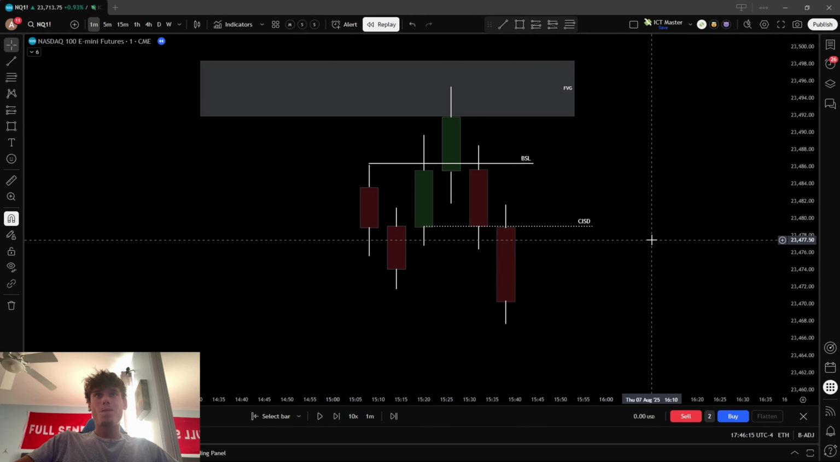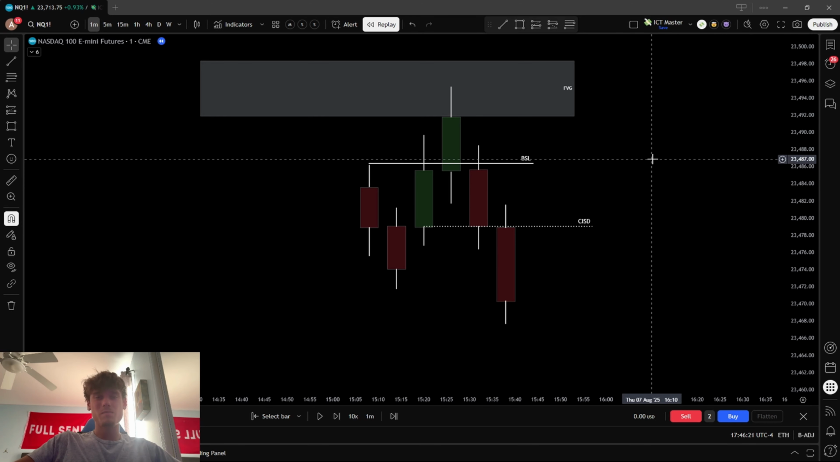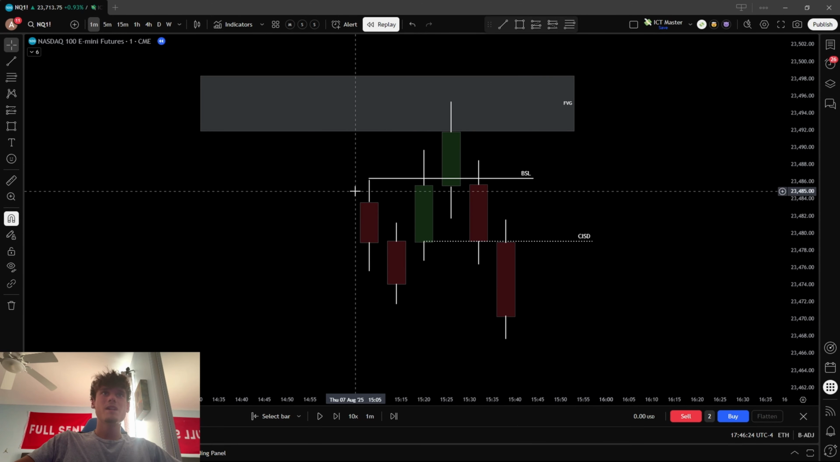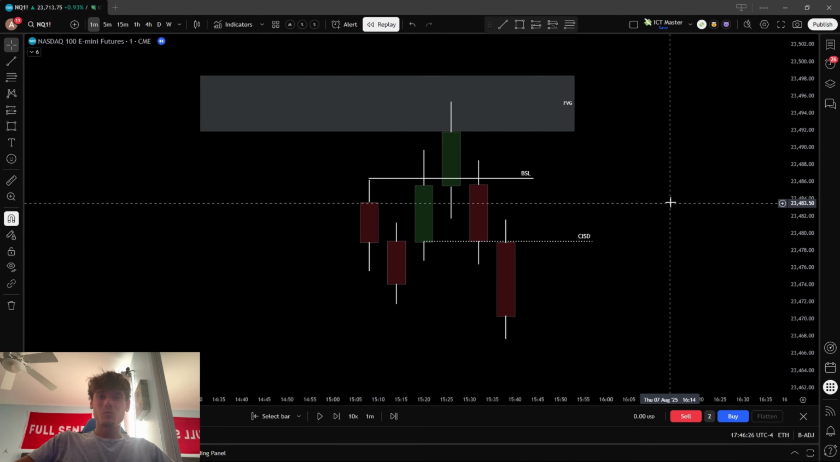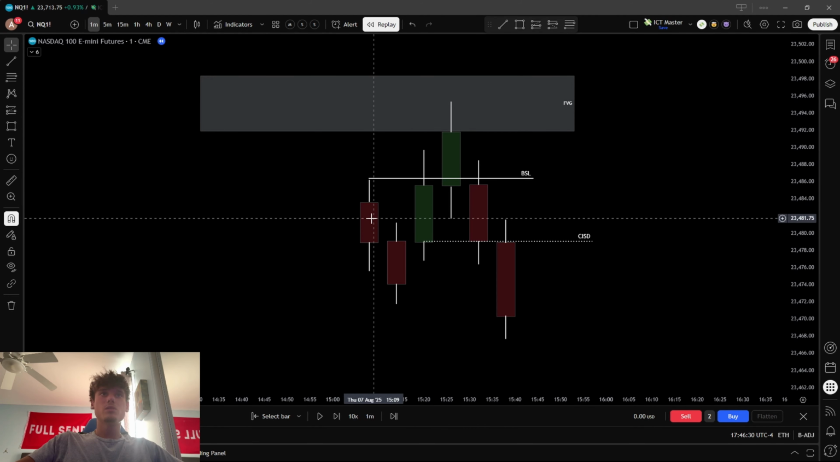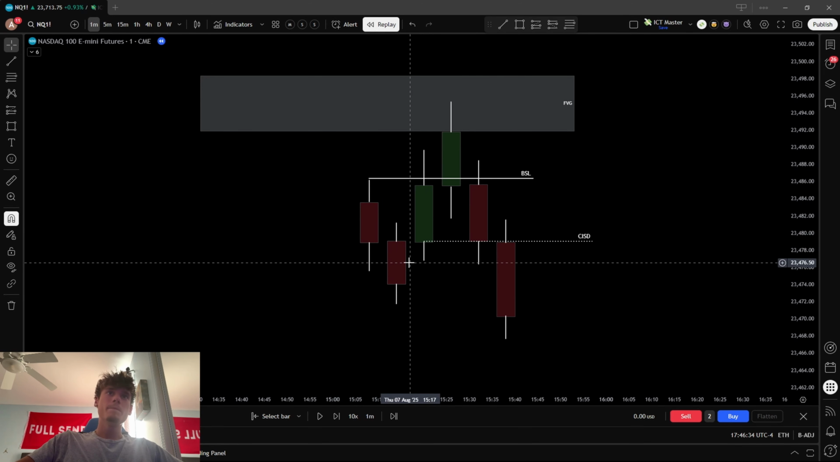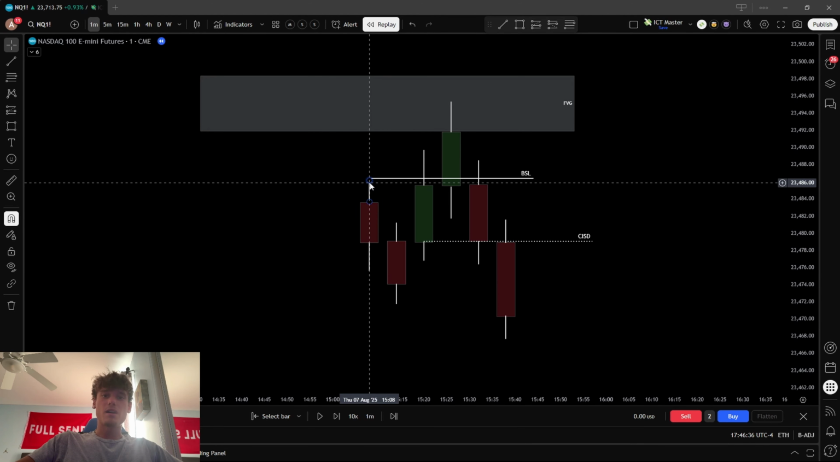Now we're saying, okay, we're going to go down. Let's try to find an entry point. Now we come down to the 1 minute and we look for a change of character. So, change of character, what is it? How do you find them? So, for example, we have a little downtrend right here. Two red candles going down. Now, this was our previous high.